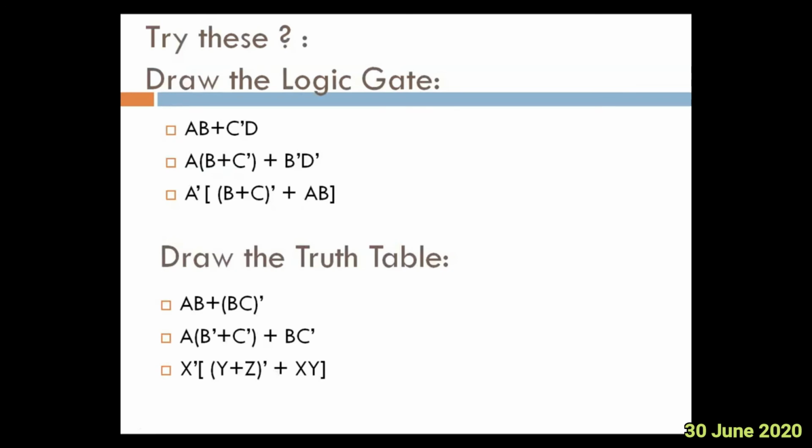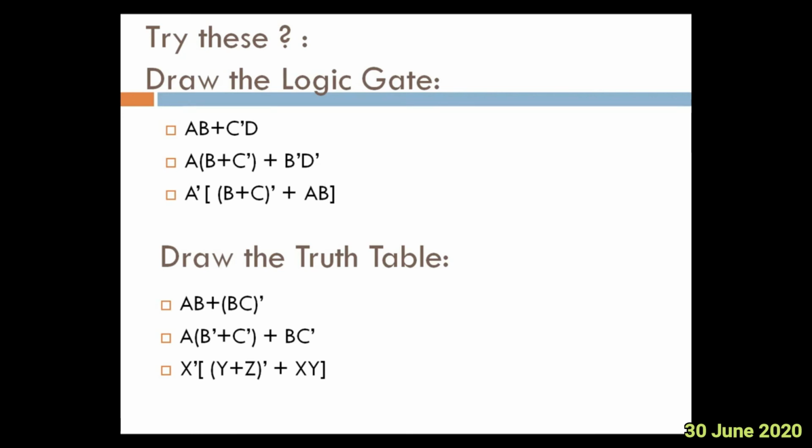I have listed out here. You people have to draw the logic gates for these: AB plus C dash D, A into B plus C dash plus B dash D dash, then A dash B plus C whole dash plus AB, and similarly try to draw the truth table for these three Boolean expressions. Draw the logic gate for these three Boolean expressions. It is homework for you just to become familiar with how to draw the logic circuit and how to write the truth tables.